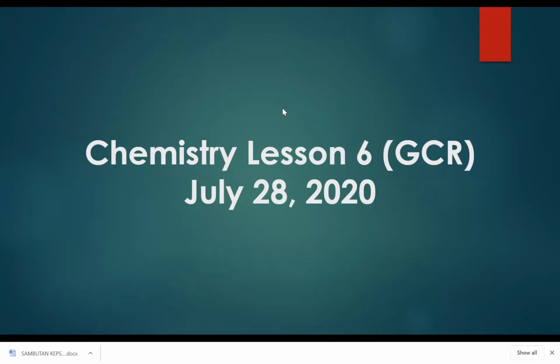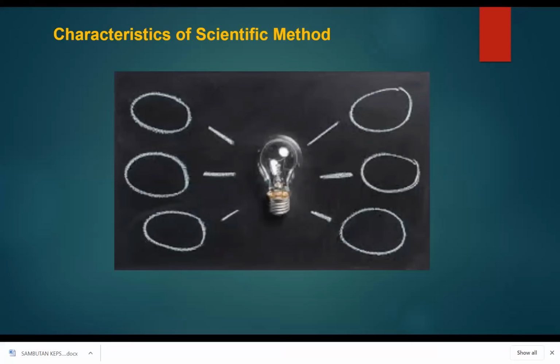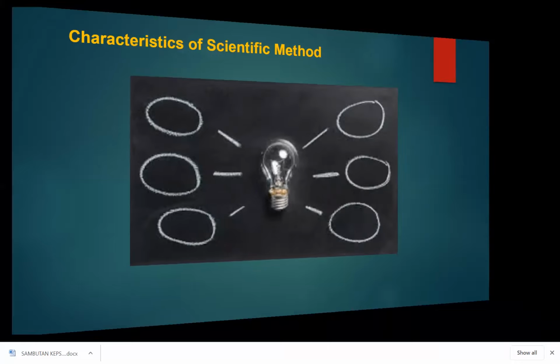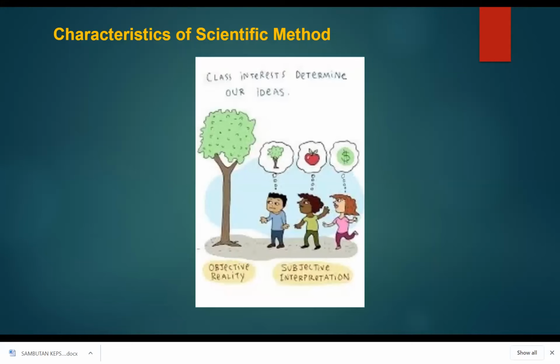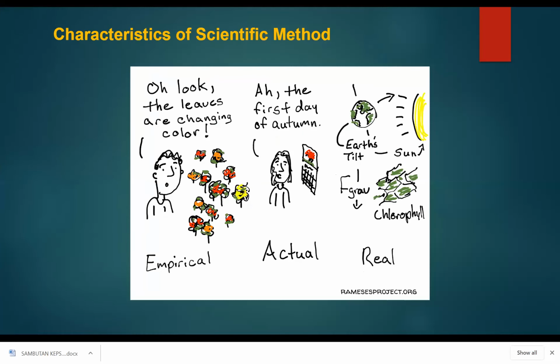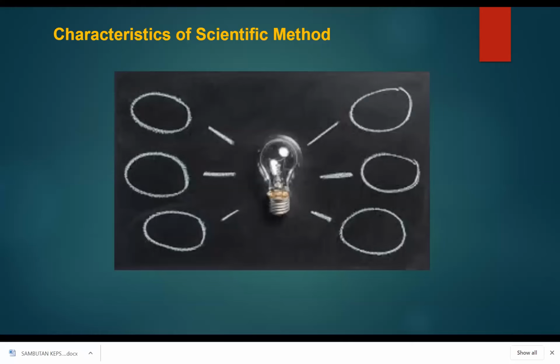So we learned about the differences between the law, hypothesis, and theory. And then after that, we learned about the characteristics of scientific research. Let's remember the characteristics again. It must be critical thinking, logical thinking, analytical thinking. It must be objective, and it must be empirical, and it must be conceptual. Those are the things that we learned today. Do you have any question?